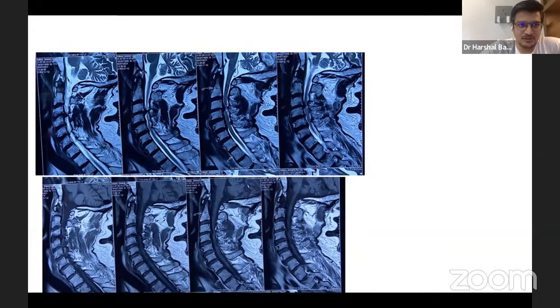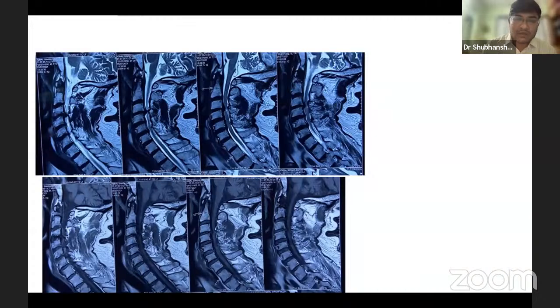So is it a cord edema or a myelomalacia change? No, myelomalacia. Or a syrinx. Is it a syrinx? So tell us, why do you think it's a myelomalacia cord, the cord edema, or a syrinx? Sir, in edema, the cord will look thicker, in myelomalacia the cord will thin out, while compared to the edema it will be thicker.